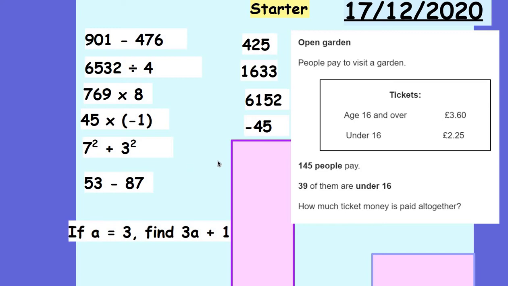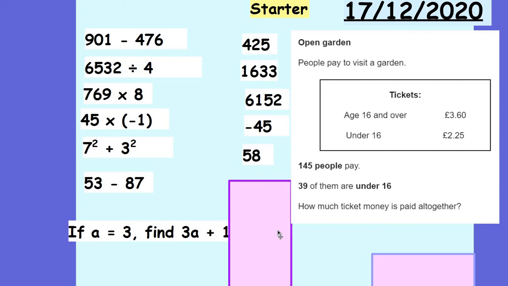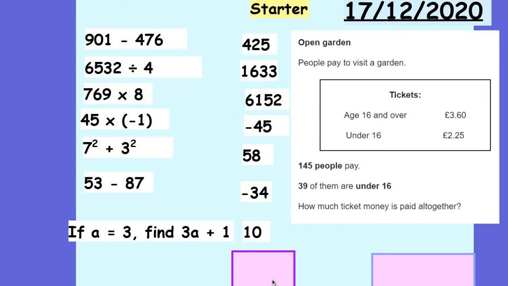7 squared plus 3 squared, well 7 squared is 7 times 7, which is 49. 3 squared is 3 times 3, which is 9. If I add those together, I get 58. 53 subtract 87 would give me negative 34 because I've got my smaller number taking away my bigger number. And finally, if a is equal to 3, 3a plus 1 would be 10 because 3 times 3 is 9 and 9 plus 1 is 10. If you'd done my extension question, the answer I was looking for was £469.35. Well done if you got that right.